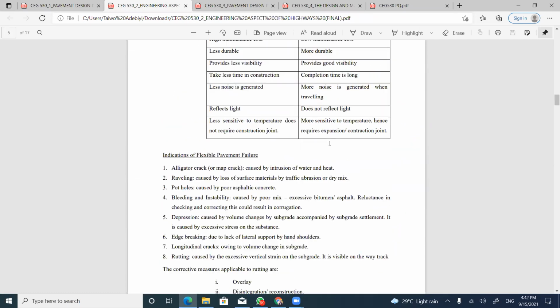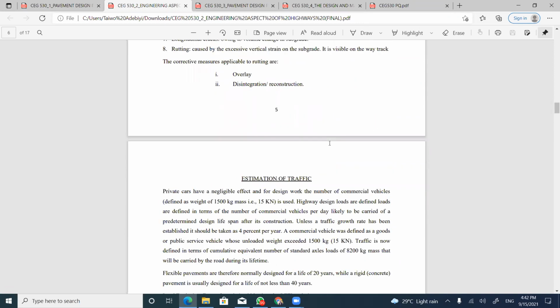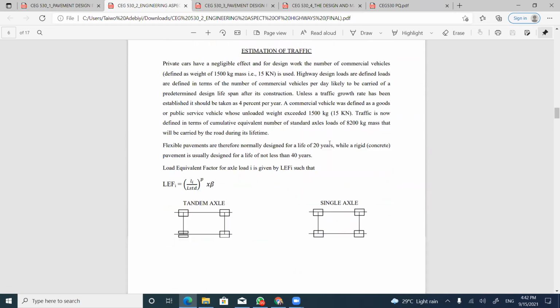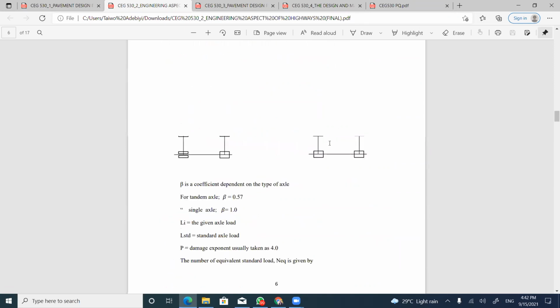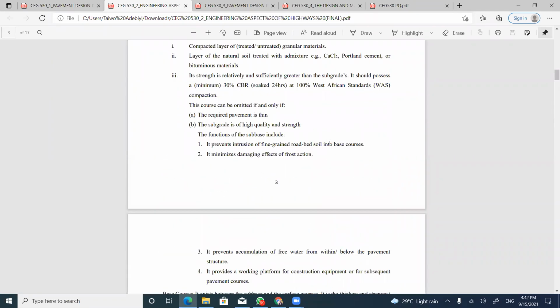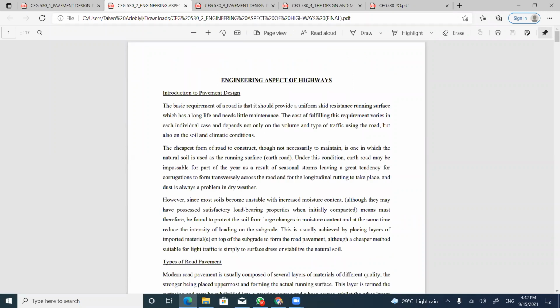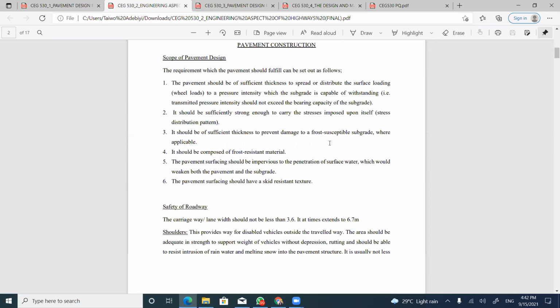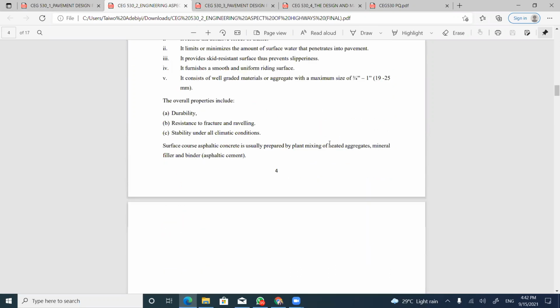So you have to focus on page 1 to 7 for a full question, the CBR that Seyi just explained. If you check this lecture 2, engineering aspects, page 1 to 7 will cover one question. You have to focus on that.